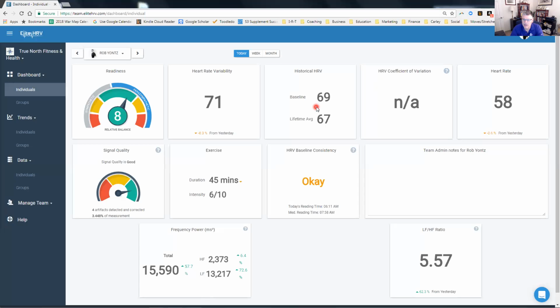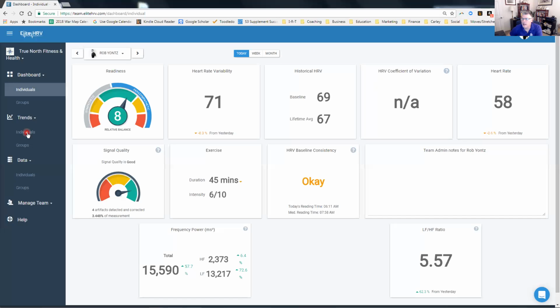But 67 is a decent lifetime average, especially for someone that does not like running or enjoy cardio very much. The baseline of 69 is good. I've been working hard this week, a little bit more on my cardiovascular, and 71 I'm pleased with as well. The bug in the system's not giving me the coefficient of variation for today, but I'll get that when we go over and look at my individual trend or my individual data, which we will look at both of them.